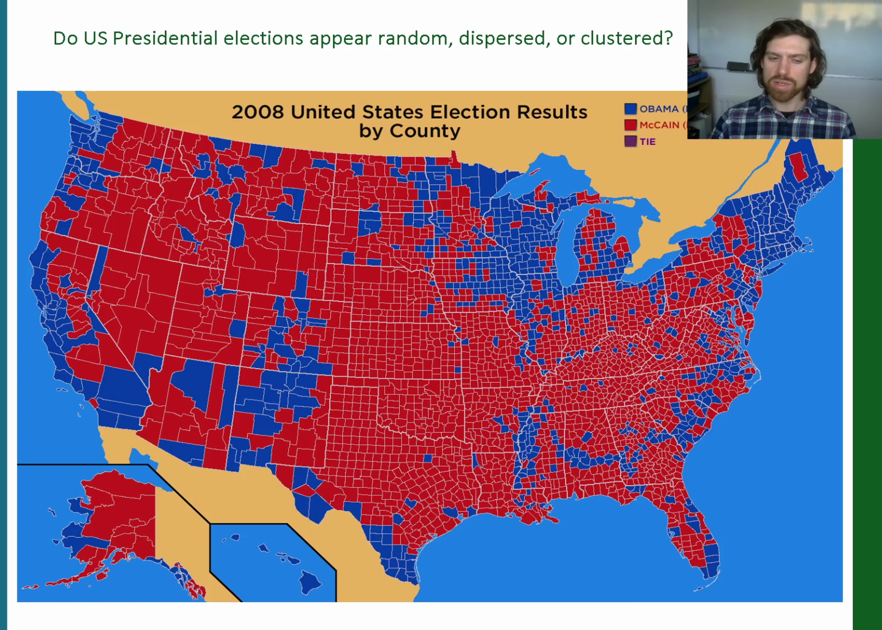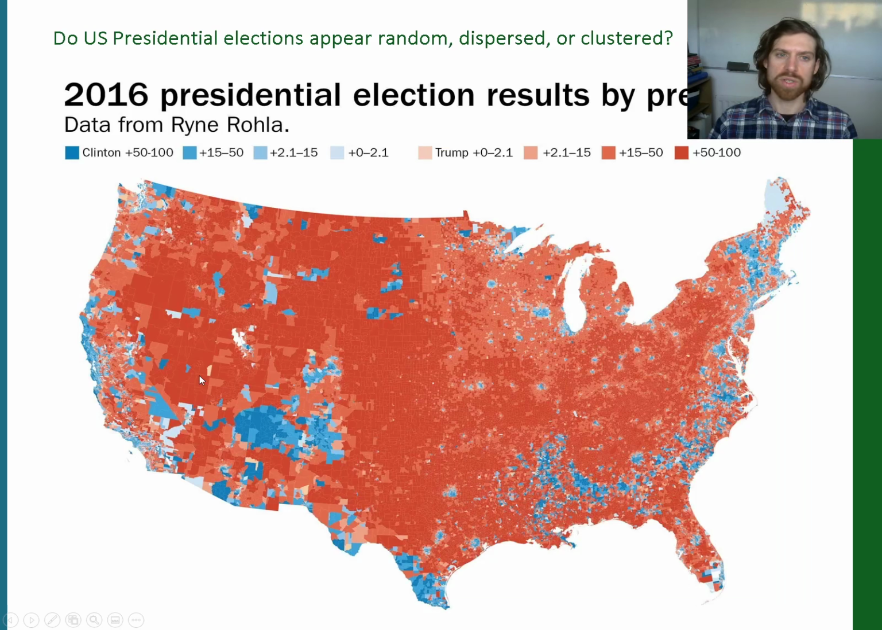One topical example is how people vote in presidential elections. The question here, obviously, is whether how people vote at the county level appears to be randomly distributed, or dispersed, or clustered. I'll let you make a stab at what you think. I've got results here for the 2008 election, so Obama versus McCain, and we've got the 2016 presidential election here, results by precinct, so Clinton versus Trump.